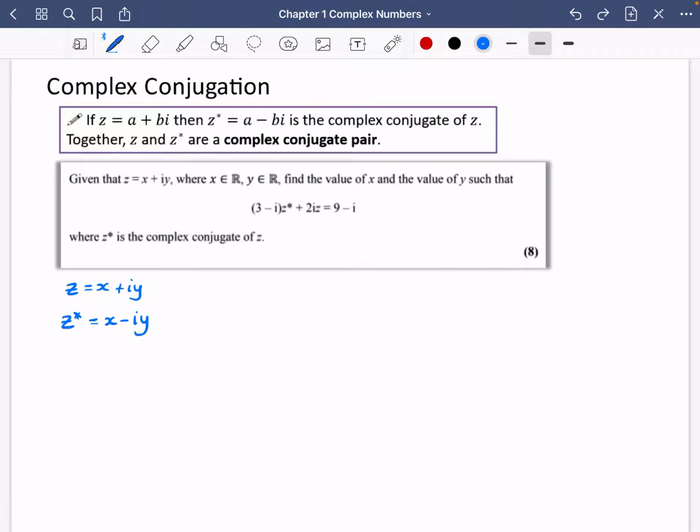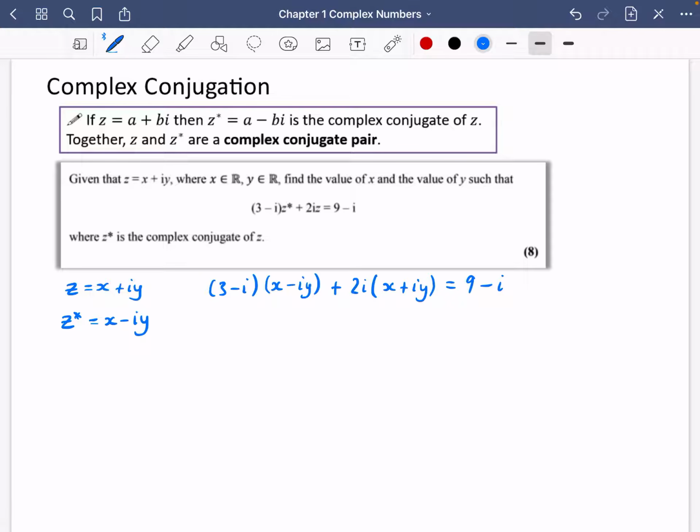So let's just start doing some substitution. We get 3 minus i, and then the z conjugate is x minus iy. Notice how I put it all in brackets because there's going to be a double bracket expansion here. And then I've got 2i multiplied by z, which is x plus iy, equals 9 minus i. Now this looks complicated. We're just going to expand everything and see what happens, and then hopefully we'll be able to figure out what to do next.